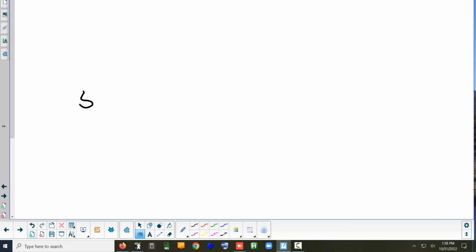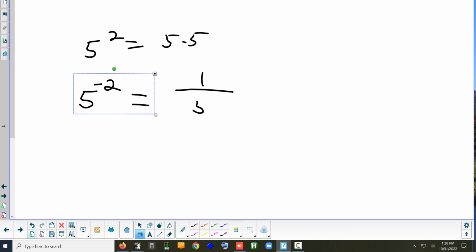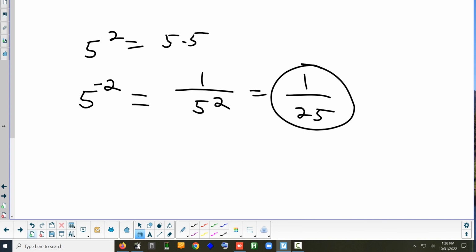Does anyone remember what something like that means? I know 5 to the second means this. But what happens when you have a negative in front of the 2? You're going to end up getting a fraction, right? So this still means to do 5 times 5, but it means to do it in the bottom of a fraction. So a negative exponent means that it's in the bottom. So it's the difference between 25 and 1 over 25.